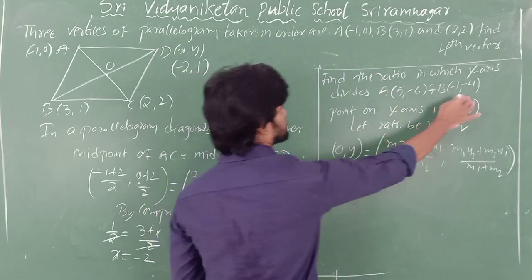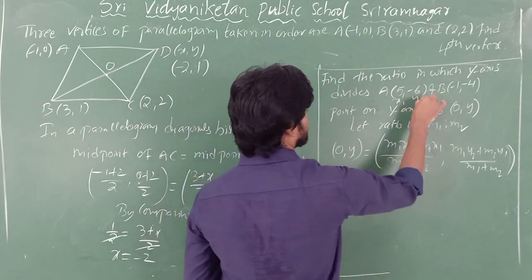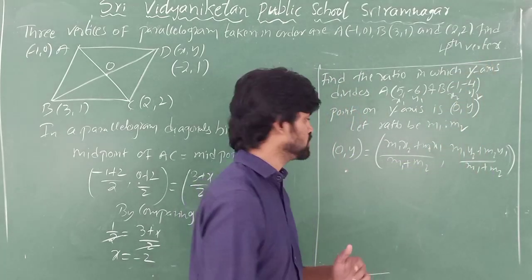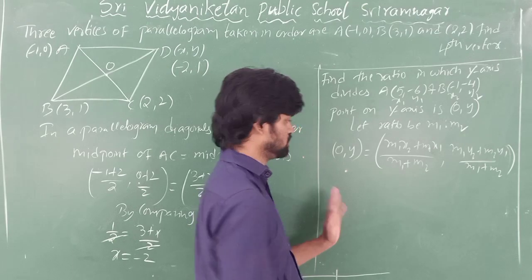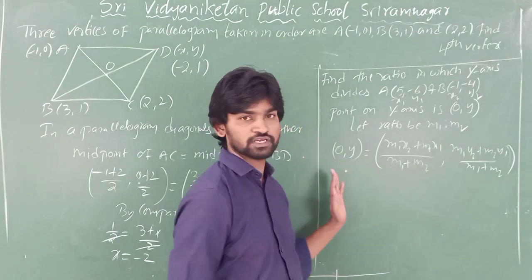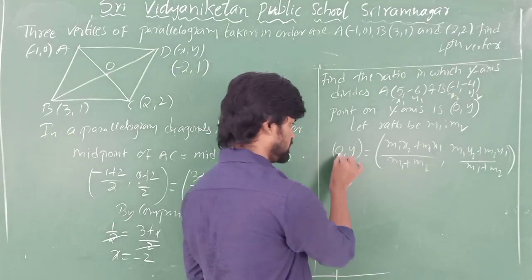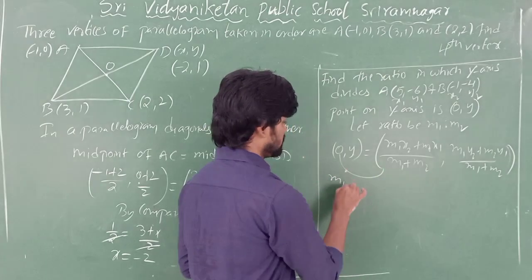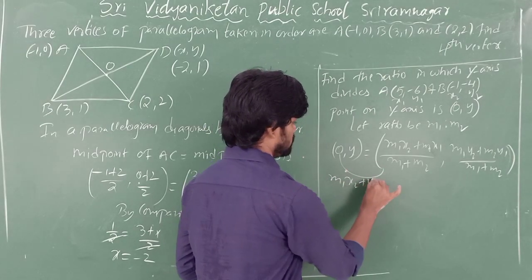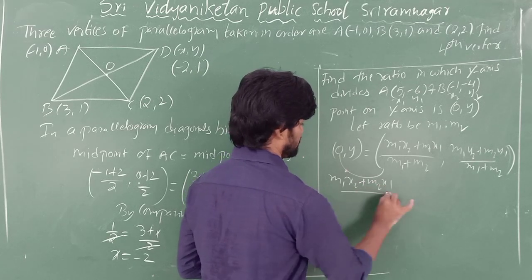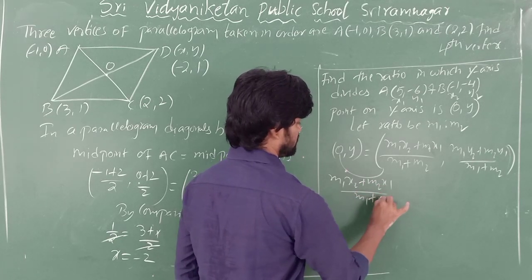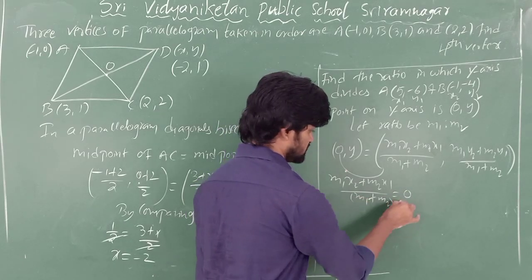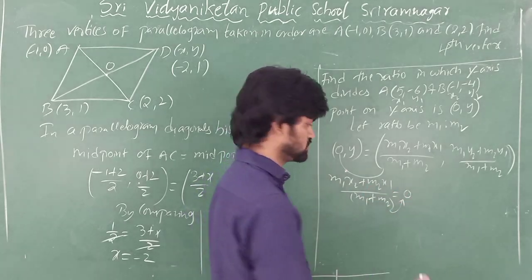So we have two points here. Mark them as x1, y1 and x2, y2. Just substitute values, or just compare the x coordinate, which is 0. Comparing only the x coordinate, (m1 x2 plus m2 x1) by (m1 plus m2) is equal to 0. Sending the denominator to the other side, it becomes 0.